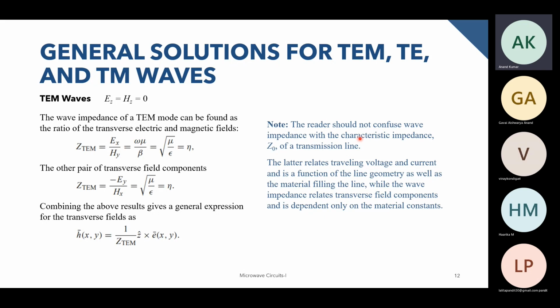So the wave impedance is specific to a wave. It is the ratio of the electric field and the magnetic field. And the electrical impedance is usually the characteristic of the geometry or the structure in which the wave will propagate. So they are two different quantities.